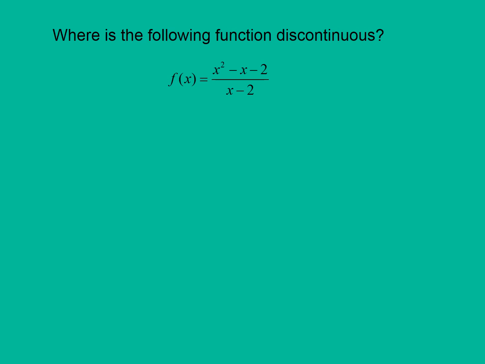Where is the following function discontinuous? Looking at this function, we would probably say where the denominator equals 0, which would be x equals 2, this function would be discontinuous. Well, we need to show this using our three criteria. So 1, is f of 2 defined? Well, if we plug 2 into the function, we'd get 4 minus 2 minus 2, and that would all be over 0. So this is going to be undefined. So this fails criteria number 1. So at x equals 2, this is discontinuous.